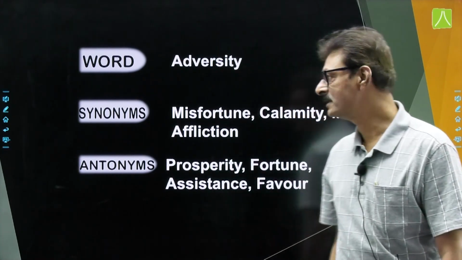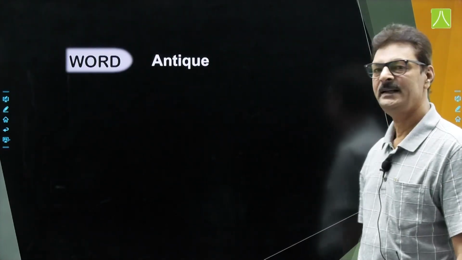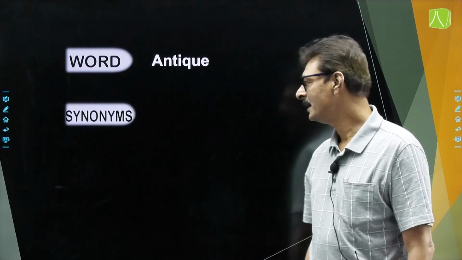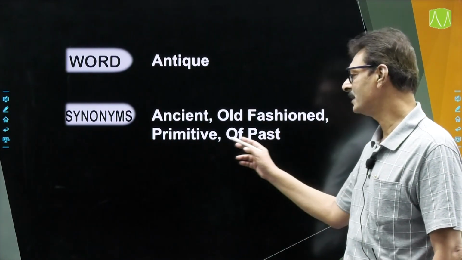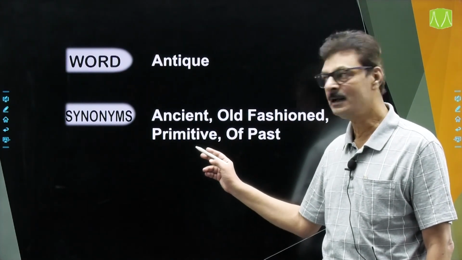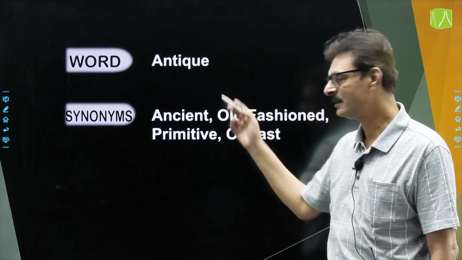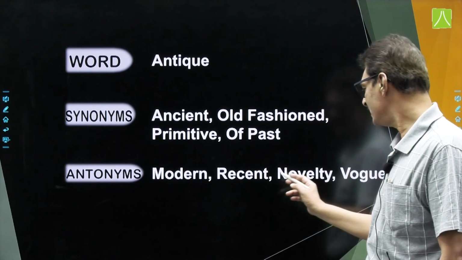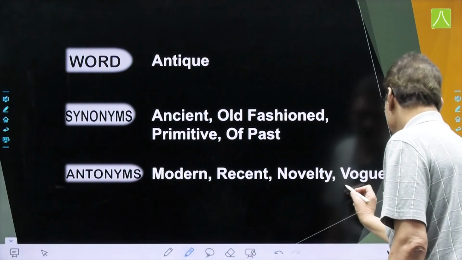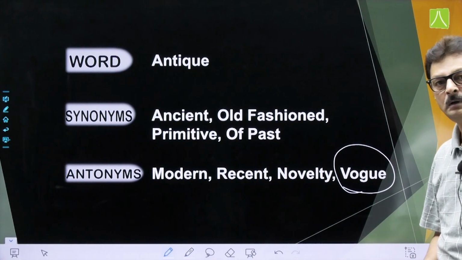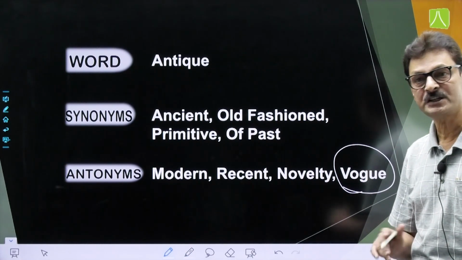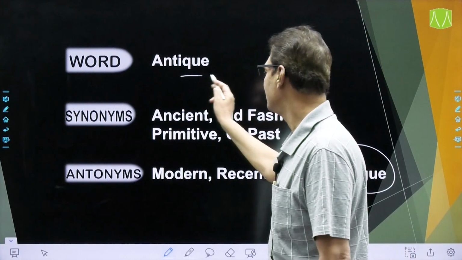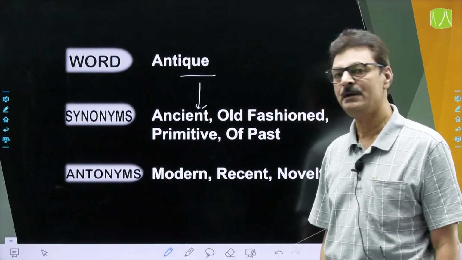Let's come up with some more words. Antique, very easy word, antique. क्या रहेंगे इसके synonyms? Antique synonyms will be ancient, old-fashioned, primitive. Primitive, याद रखना, primitive is the synonym for antique, ancient, of the past, something related to past. Antonym: modern, recent, novelty, and a very nice word, very commonly used, vogue. Vogue प्रचलन में, recent, in fashion. This is the antonym of this word antique, and antique means something of the earlier years, primitive or ancient.